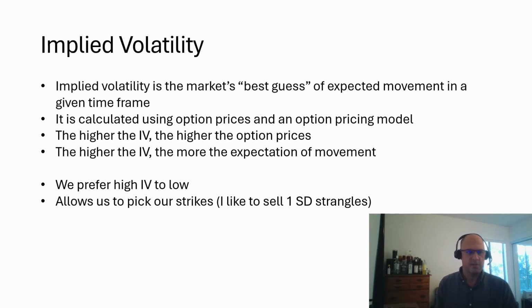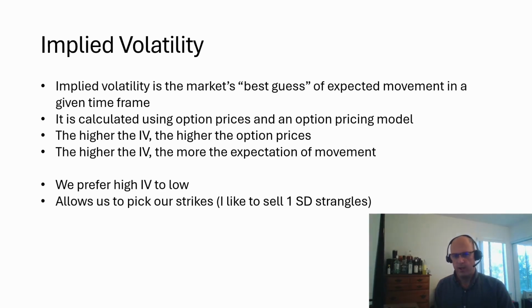An out of the money option is not going to trade for much, because the probability of getting there is basically zero. So, with more volatility, the higher the probability of getting there, and you're going to want to charge more for that option. The higher the implied volatility, the more the expectation of movement. That's just what we said previously.